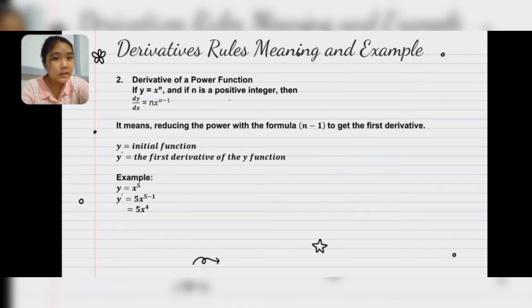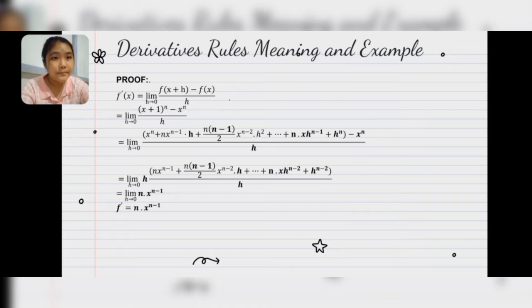Example that I made, y equals x to the 5th power. The first derivative is the n, which is 5 from the power of x, then 5x to the 5th power minus 1 equals 5x to the 4th power. And then this is the proof.